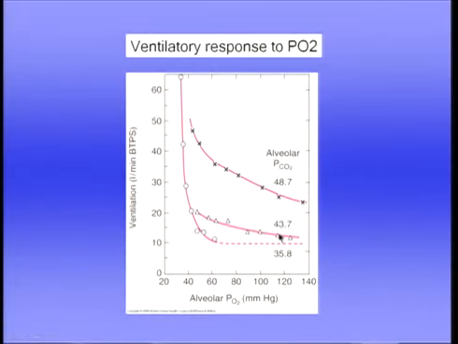But it's interesting that if you raise the PCO2, then the response to PO2 occurs at lower values. Here we've only raised the PCO2 to 43.7 millimeters of mercury, but now you can see the response occurs at a relatively high level of PO2, and this is even more marked when the PCO2 is raised to 48.7. So again, we can see an interaction between the two stimuli, the PCO2 on the one hand and the PO2 on the other.